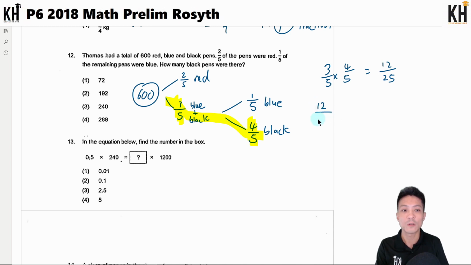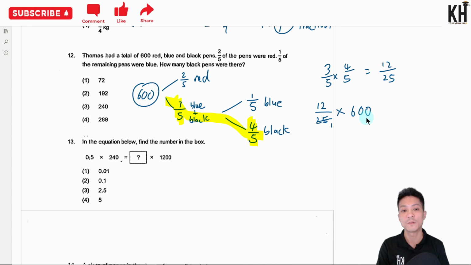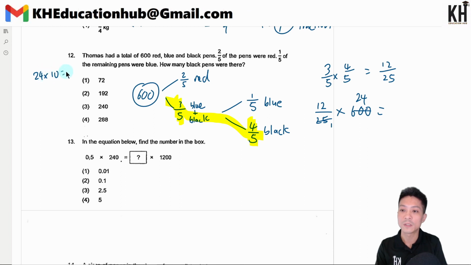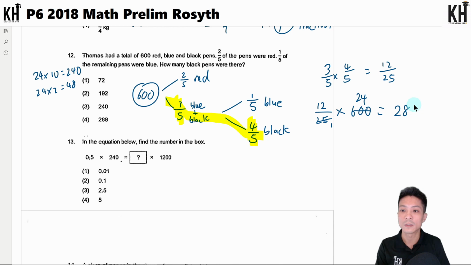Then after that do 12/25 times 600. Divided by 25 will give you 24. 24 times 12 will give you 4 times 10 is equals to 240. 24 times 2 is equals to 48. Add them together will give you 288. So number 4, 288 is the answer.